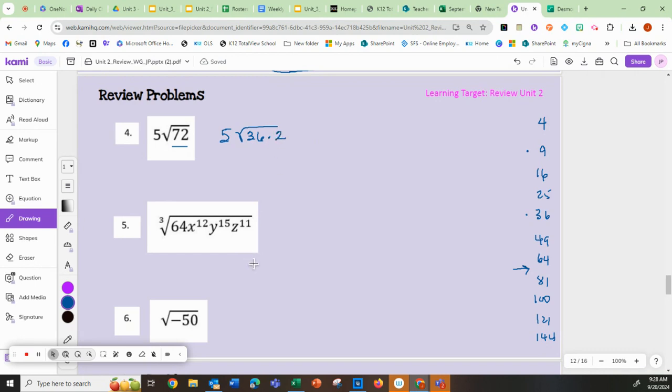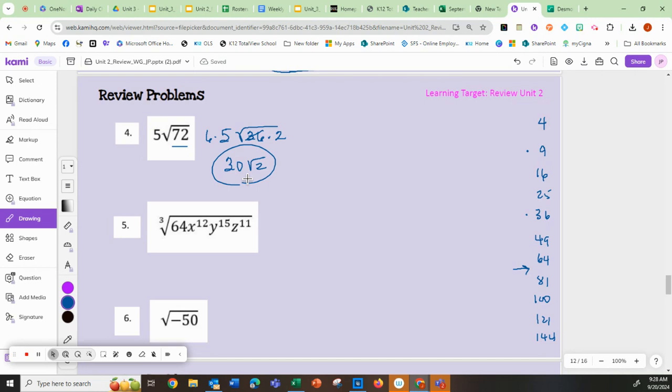So I'm going to do 72 is the same as 36 times 2. The square root of 36 is 6. 6 comes outside. If there's a number on the outside, those numbers always get multiplied together. And then my simplified answer would be 30 square root of 2. So those first 4 examples are all square roots. We were either simplifying, adding, or subtracting, or multiplying.